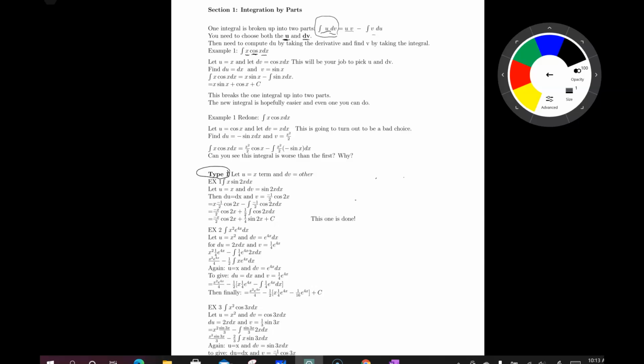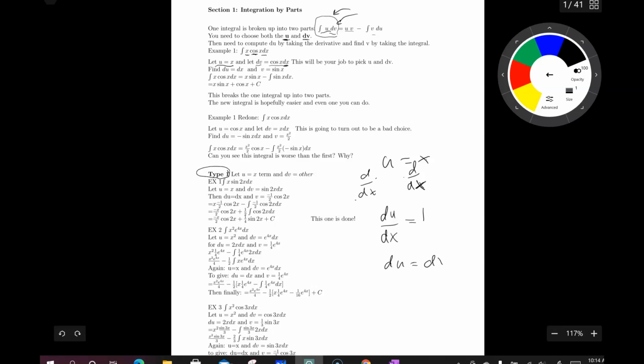Let u equal x, and let dv equal cosine of x dx. This is very different, where you let u and dv equal 2 different things, and the dv has to include the dx. Now from the u, I'm going to take the derivative. If I take the derivative with respect to x on both sides, this side gives me du over dx. The derivative of x with respect to x gives you the number 1, so that means du equals dx.